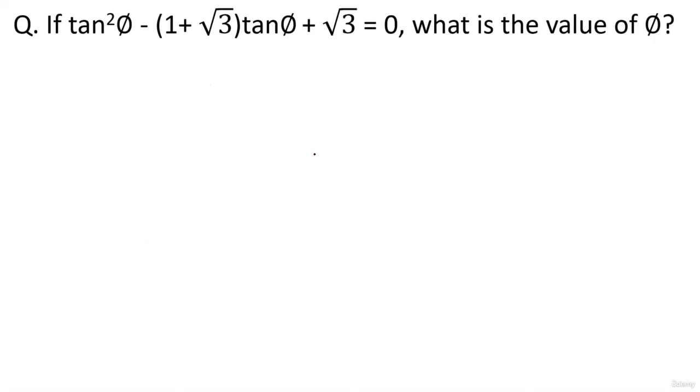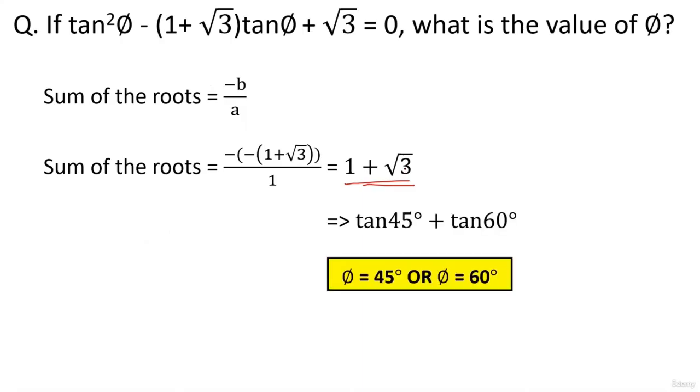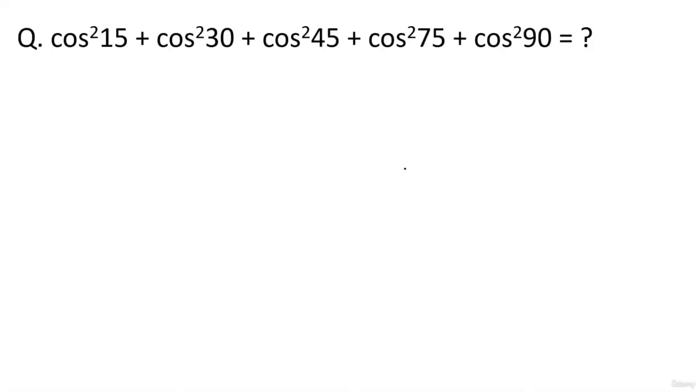We'll again be using the concept of quadratic equations only. The simple concept we'll use is that the sum of the roots of a quadratic is minus b by a. So given this quadratic, what is the sum of the roots? Minus of minus (1 plus root 3) upon 1, which is 1 plus root 3. So this 1 plus root 3 is the sum of the roots of the given quadratic. You can imagine 1 plus root 3 now as tan 45 plus tan 60. So the roots are 45 and 60, right? Because tan of 45 gives 1 and tan 60 gives root 3, and the sum of these is 1 plus root 3. Let's go further, guys, to the next question.